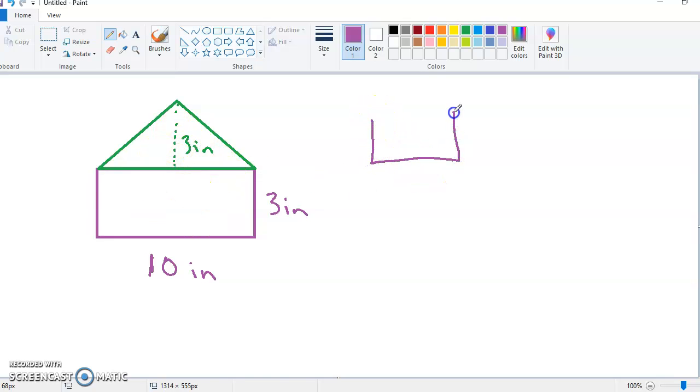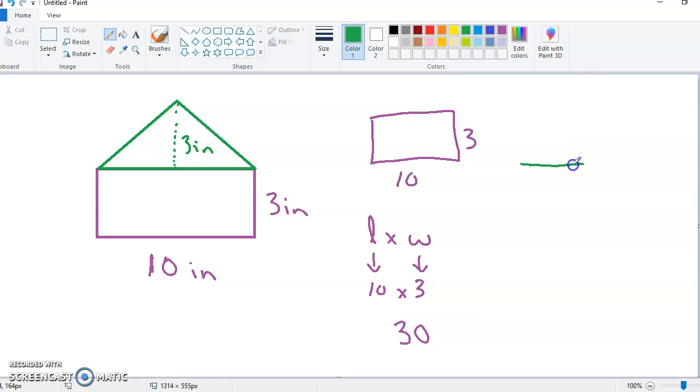So we have a rectangle, and remember, a rectangle is found by multiplying the length times the width. So in this case, the length is going to be 10 and the width is going to be 3. So we can replace the length with 10 and the width with a 3. We would multiply 10 times 3, and that would give us 30.